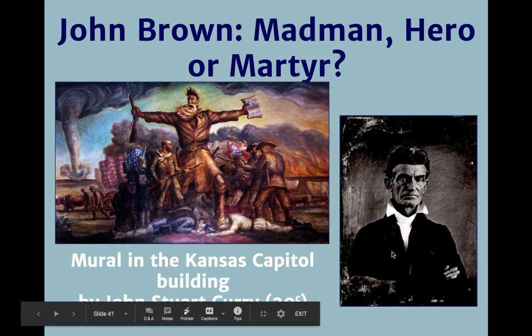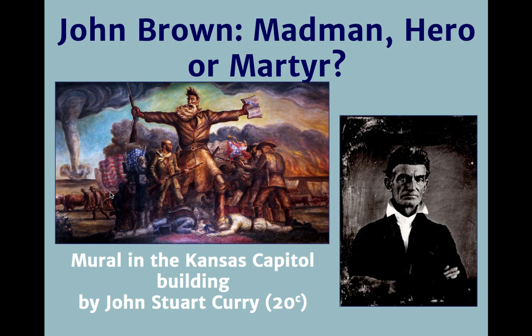We see the picture that we've already seen of John Brown, and then this mural is painted in the Kansas Capitol building. It shows the foreshadowing of the conflict of the Civil War in the background. So again, we see him in different ways. Madman: was he crazy? Was he a hero? Or was he a martyr, someone who died for his cause?